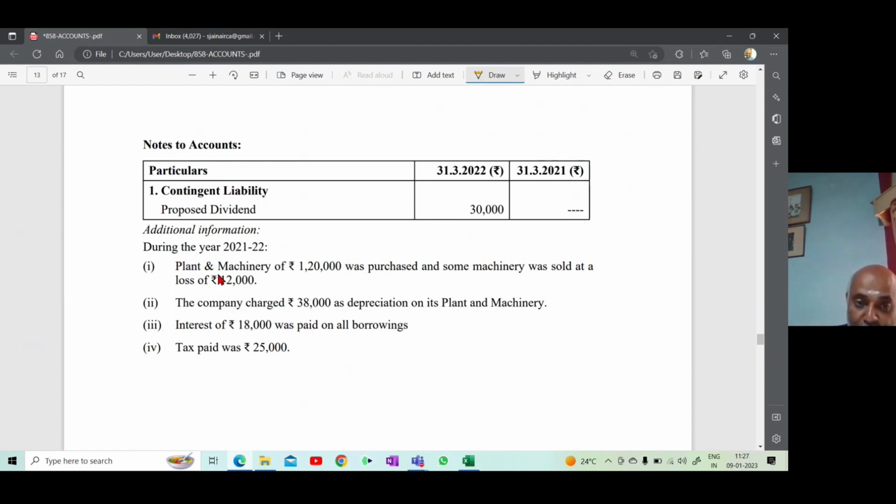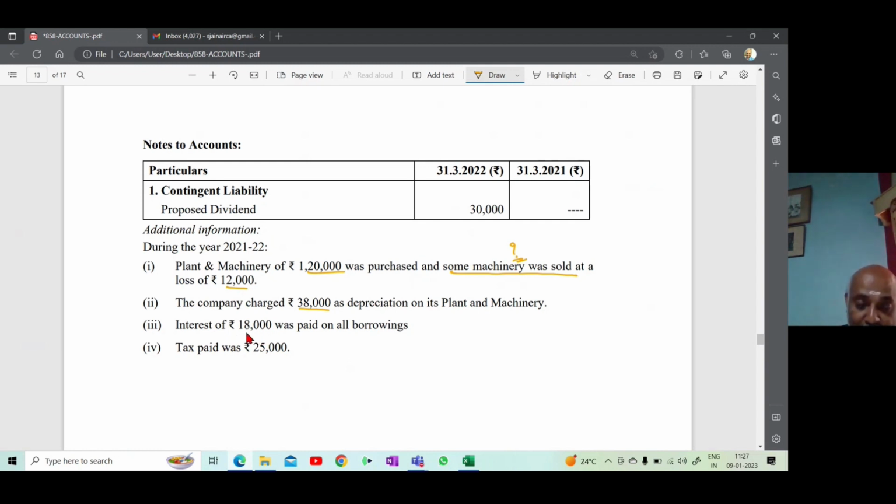During the year 2021, plant and machinery of 1,20,000 was purchased and some machinery was sold. What is the value of machinery sold? We don't know, but it is sold at a loss of 12,000. The sale value of the machinery we don't know. That means we have to open the plant and machinery account and find out at what value we have sold it. The company charged 38,000 as depreciation on plant and machinery.